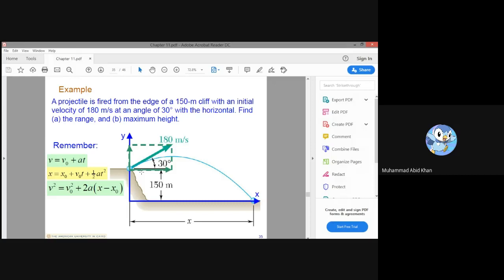In this question, we need to find the range and the maximum height. Remember this equation. Whenever you solve it, don't forget these equations.